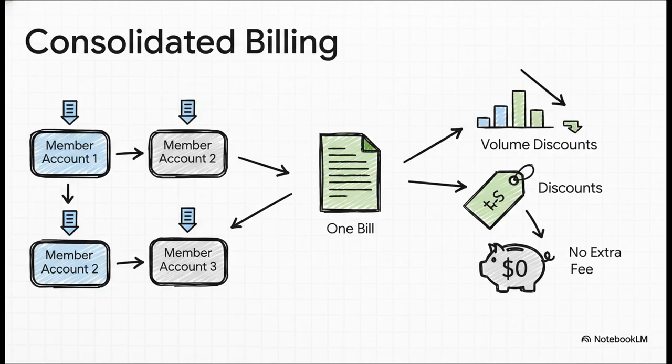And the perks? Oh, they are massive. You get that single bill, which makes life so much easier. But the real magic, the secret sauce, is in combining your usage. See, a lot of AWS services get cheaper the more you use them. Think S3 storage. By pooling everyone's usage together, your whole organization can hit those cheaper pricing tiers way faster than any one account could on its own. On top of that, you can share big discounts like reserved instances across all your accounts. And again, this amazing feature costs you absolutely nothing extra.